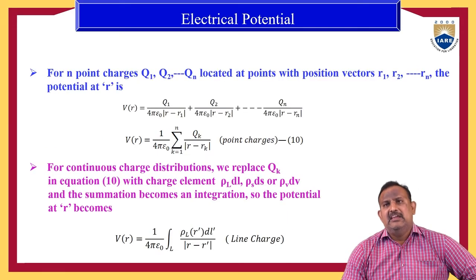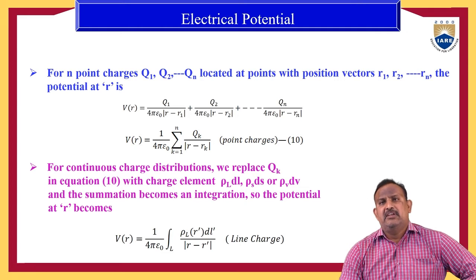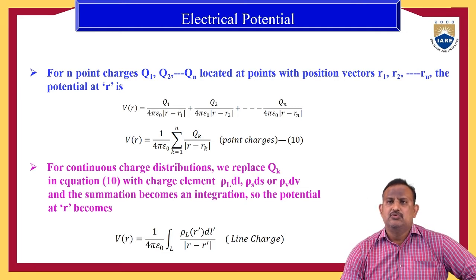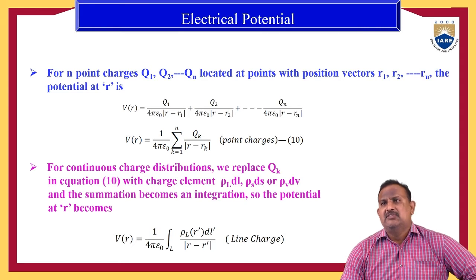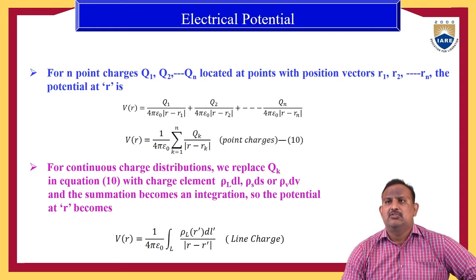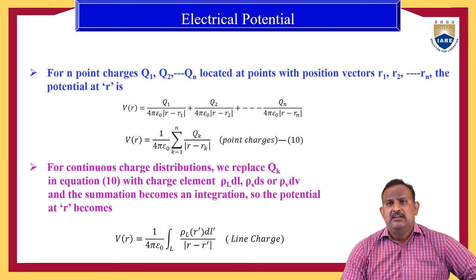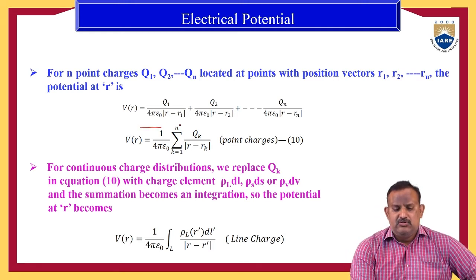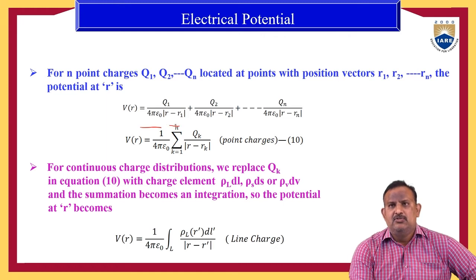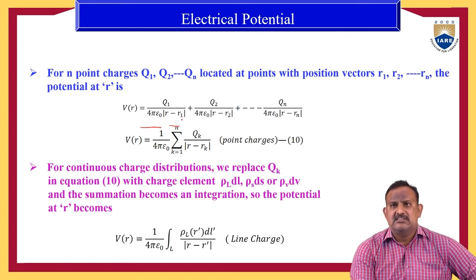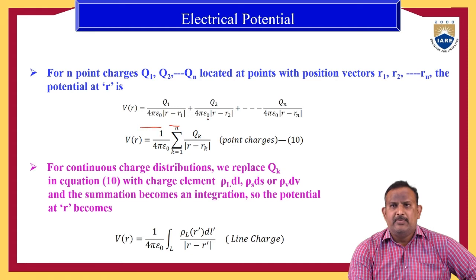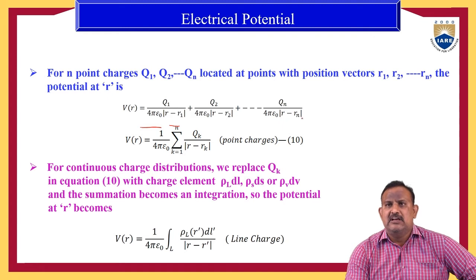So let us assume there are n point charges, Q1, Q2, so on Qn, which are located at points with position vectors R1, R2, so on Rn. Then the potential at R can be defined as V of R is equal to Q1 by 4 pi epsilon naught into modulus of R minus R1, plus Q2 by 4 pi epsilon naught into modulus of R minus R2, plus so on, Qn by 4 pi epsilon naught into modulus of R minus Rn.